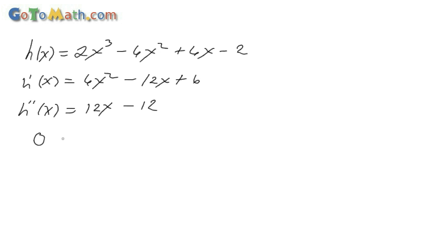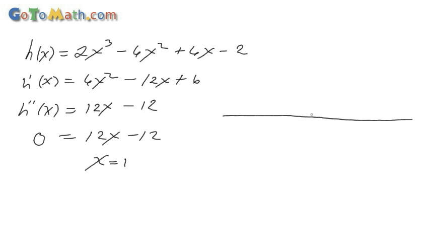And then what we'll do is set it equal to 0 and solve for x. So as you can see here, x is going to be equal to 1. When we plug 1 in, we get 12 times 1 is 12, and 12 minus 12 is 0. Then we put 1 on our number line, then we pick a test point. 0 is always good, and we'll pick the next integer to the right of 1, and that'll be 2.